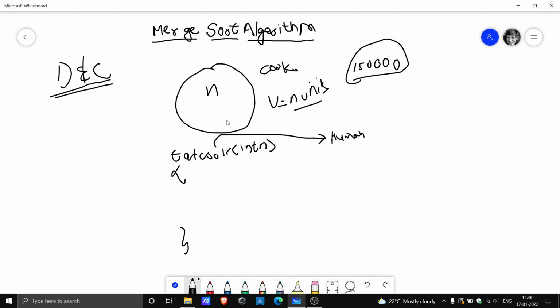Let's assume our average human can eat a cookie of size, say, 5 centimeters cube, or 5 units for simplicity. He can eat a cookie of size 5 units, but he can't eat a cookie of size 15,000 or 15 lakhs or anything like that. He can't eat a cookie of size 15 lakhs directly or immediately. So how do we solve this problem?